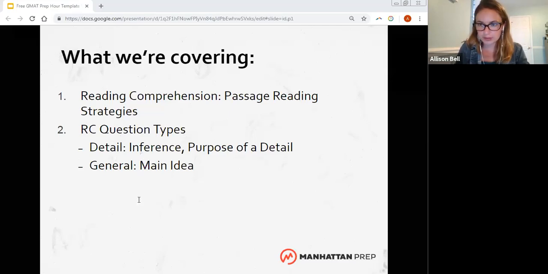All right, so let's talk a little bit about passage reading. Before I give you the first passage that I want you to read, I want to just make sure that you're oriented well to what you should be thinking about when you read a passage. So I'm going to just clear this screen for a second.